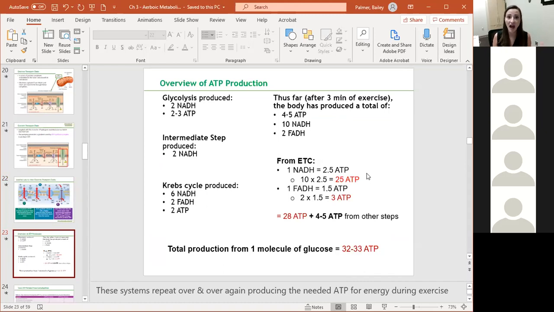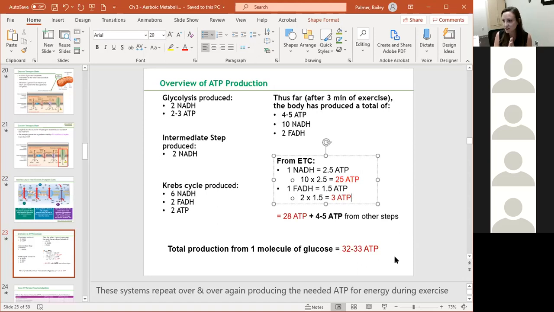So we figure out how many we had to start with, and that gives us our numbers for each one, with our total ATP from the ETC only being 28. And then we add the 4 to 5 ATP that we got from the other steps, giving us 32 ATP if we started with glucose and 33 ATP if we started with glycogen.